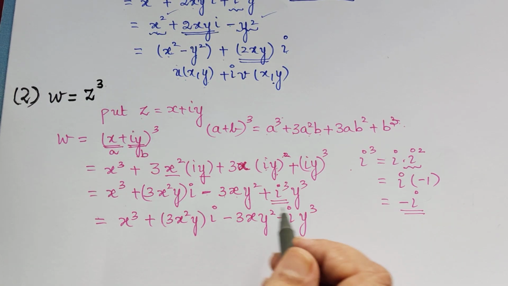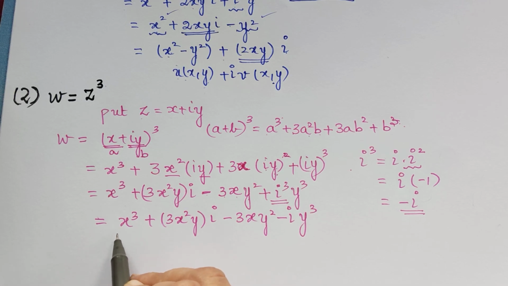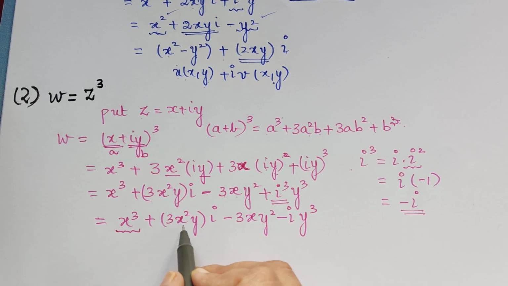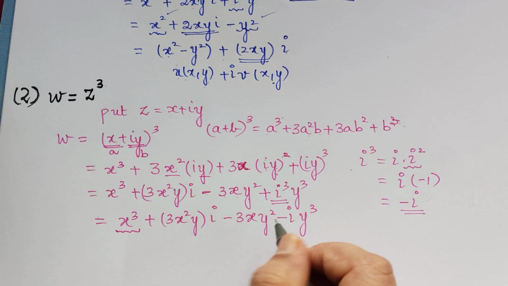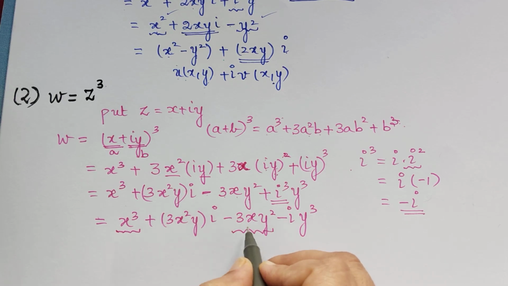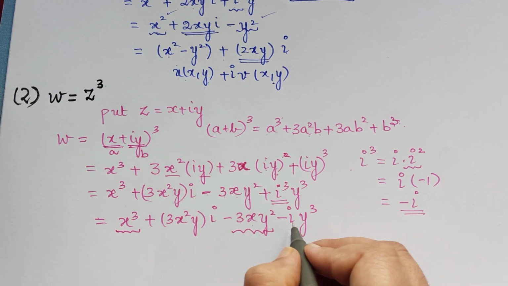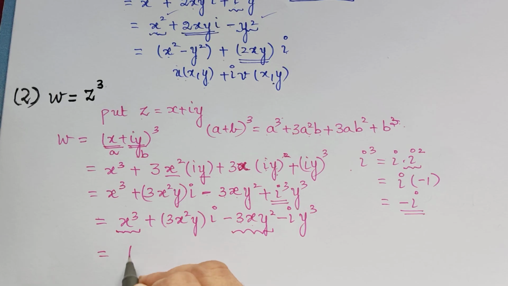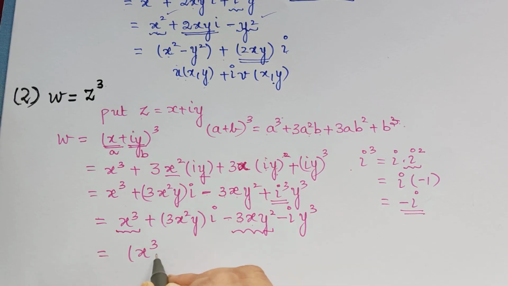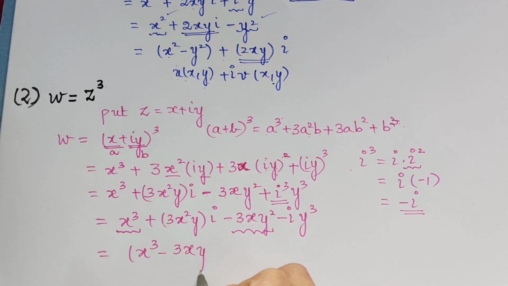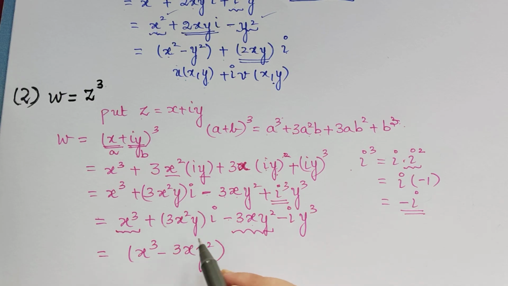So those terms independent of i are the real part. So we have x cube here. Here you have i, so you need not consider it. And then you have negative 3xy square. And you have i here. So therefore the real part is x cube minus 3xy square, and the imaginary part will be these two terms.